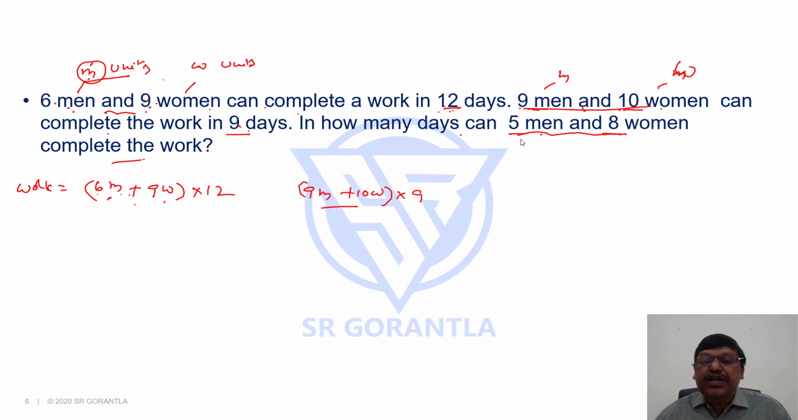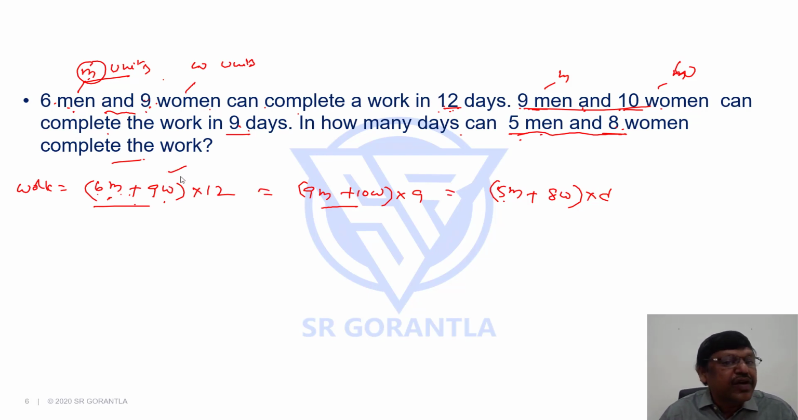As I said, 1 man's 1 day's work is M, so 5 men's 1 day's work will be 5M. 8 women's 1 day's work is 8W. If this much is done in 1 day, in how many days will they complete the work? We have to find out. Now, since every case is the same work, we can equate it, because 1 day's work into number of days will give you total work.